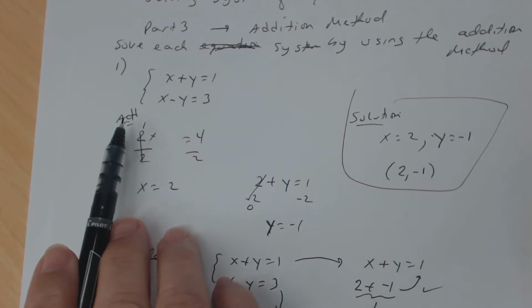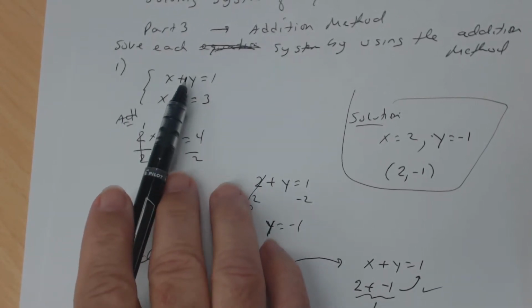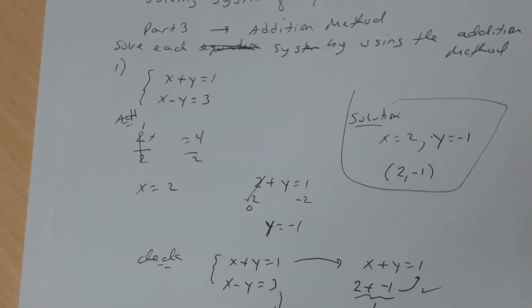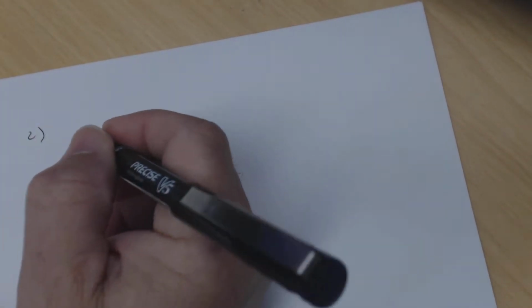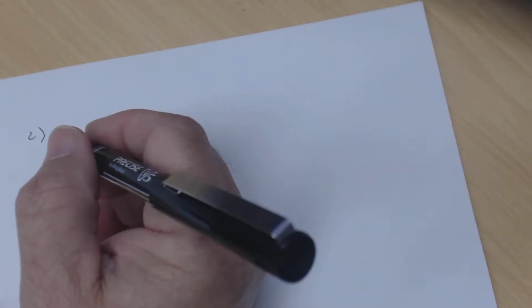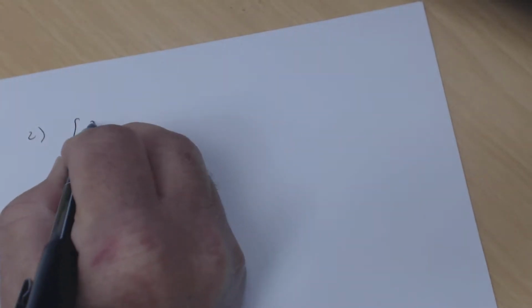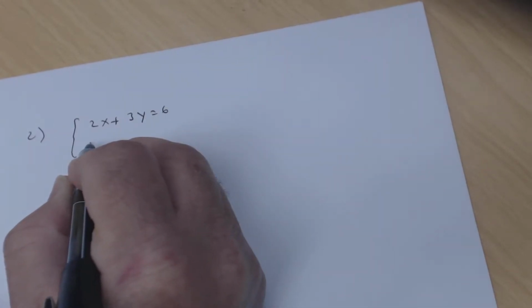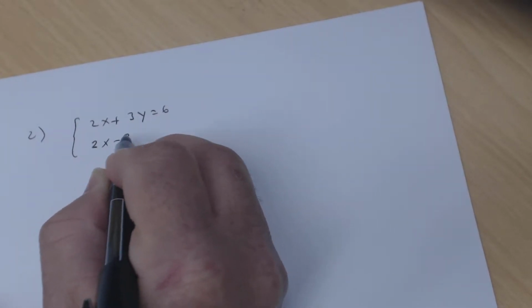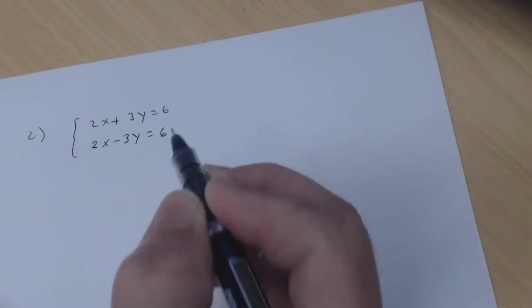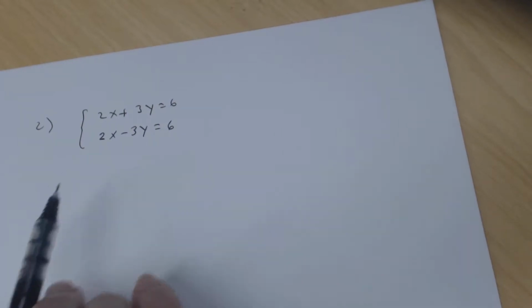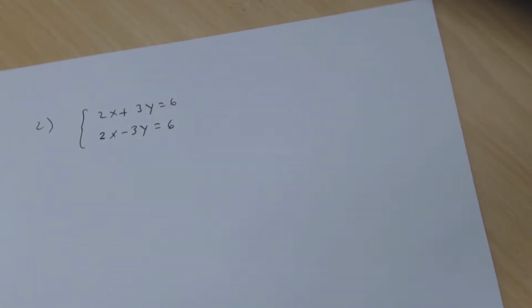Okay, so before you add these two equations, you've got to make sure that for the variable that's being eliminated, the coefficients are opposites. Okay, so let's look at this one. Number 2. So let's suppose we had 2x plus 3y equals 6, and then 2x minus 3y equals 6. So let's suppose we had that. Okay, so the question to you becomes this: can I add those equations right away? And the answer is yes.